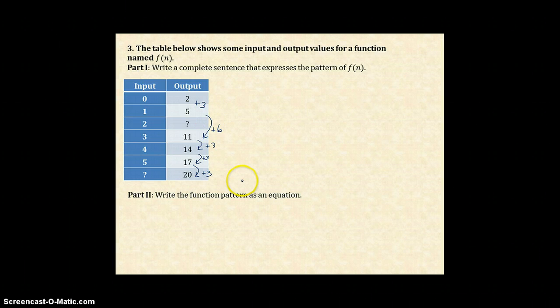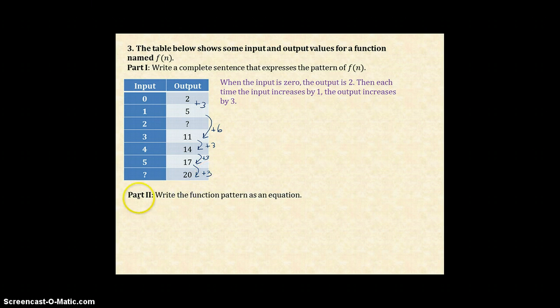So a complete sentence that expresses this pattern. Well, we start with an output of 2, and then each time our input goes up 1, our output goes up 3. So here's a couple of complete sentences. When the input is 0, the output is 2. Then, each time the input increases by 1, the output increases by 3.